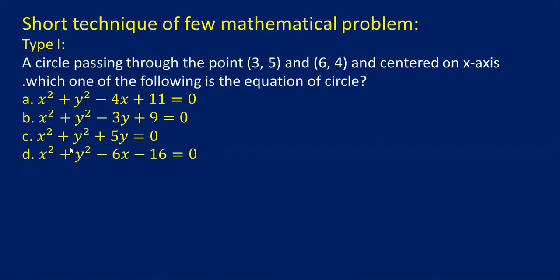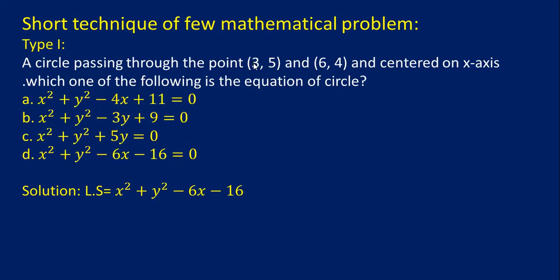x² + y² + 5y also has a y term. x² + y² − 6x − 16, there is no f, so we can take this option. Now we have two options, A and D. Then, between these two equations, one equation will satisfy these two points.